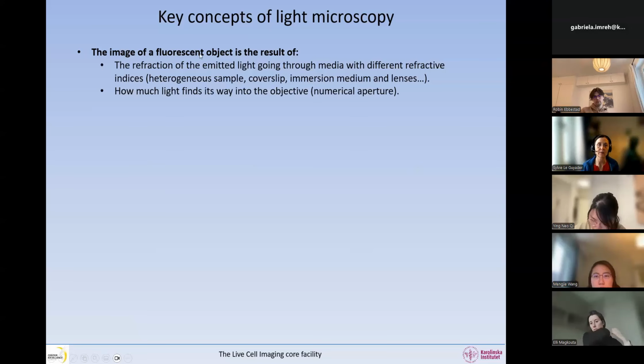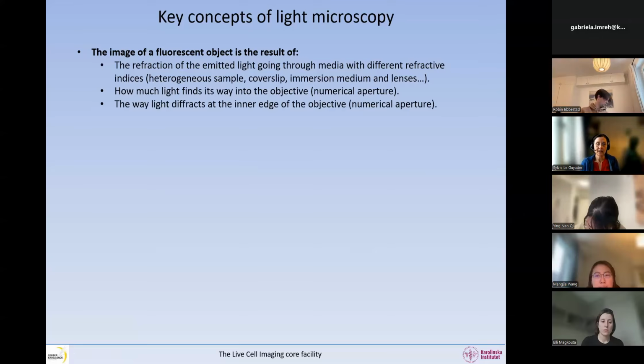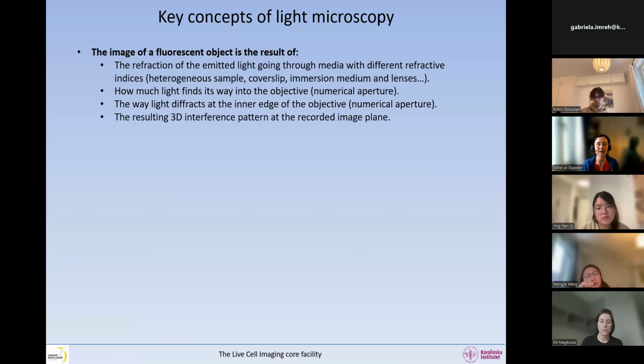But the image of our object also depends on how much light finds its way into the objective, so it depends on the numerical aperture of the objective. And it also depends on the way light diffracts at the inner edge of the objective, and that is also the numerical aperture. So this one is how much light, so that's the brightness, and also the way it diffracts. And so it depends on the 3D interference pattern that we record at the image plane.